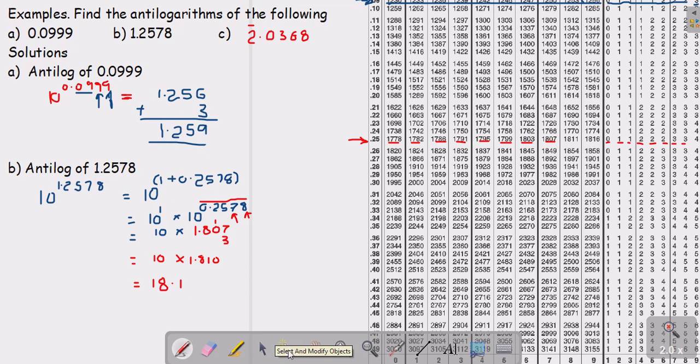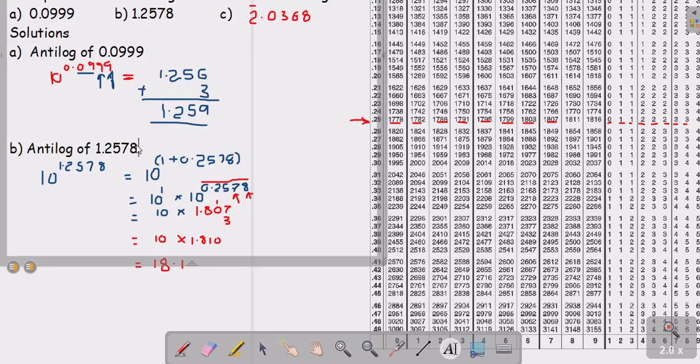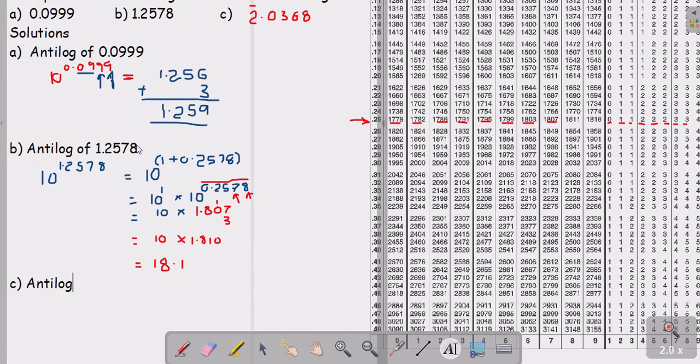Then part C, we are going to do the same so that we get the answer also. So part C, remember they want us to get antilog. Yeah, we want to get the antilog of negative of 2 bar.